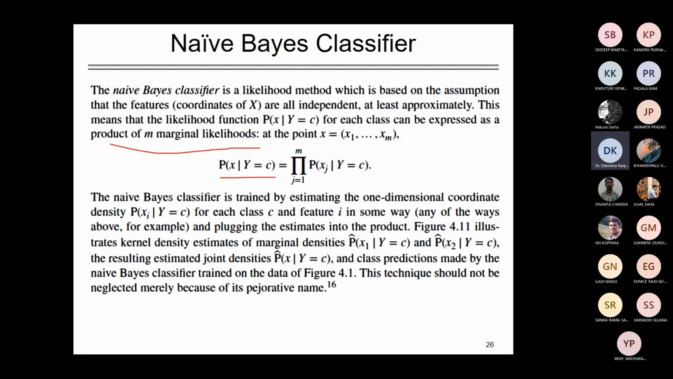But somehow if we can estimate the marginal likelihood for m number of points for each class, then we can plug this estimation into this equation and get the product of m marginal likelihoods for m number of features.